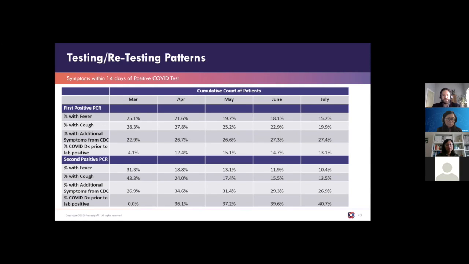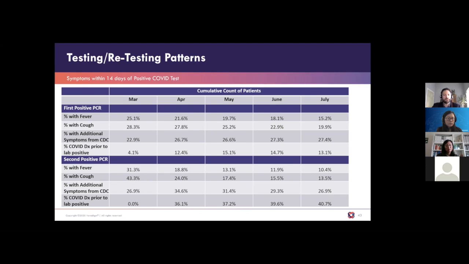In March, 25% of PCR patients had fever, but that cumulative percent was down to 15% by July. This represents a massive shift away from people presenting with fever. Likewise, the presence of cough decreased from 28% in March down to about 20% in July. Other symptoms, which is a broad bucket that includes anything the CDC says might be a symptom, has increased over time, but so has the percent of patients with a positive PCR with no common diagnosis. This suggests we're getting a massive increase in the proportion of patients that are asymptomatic but testing positive. So that's one key finding.